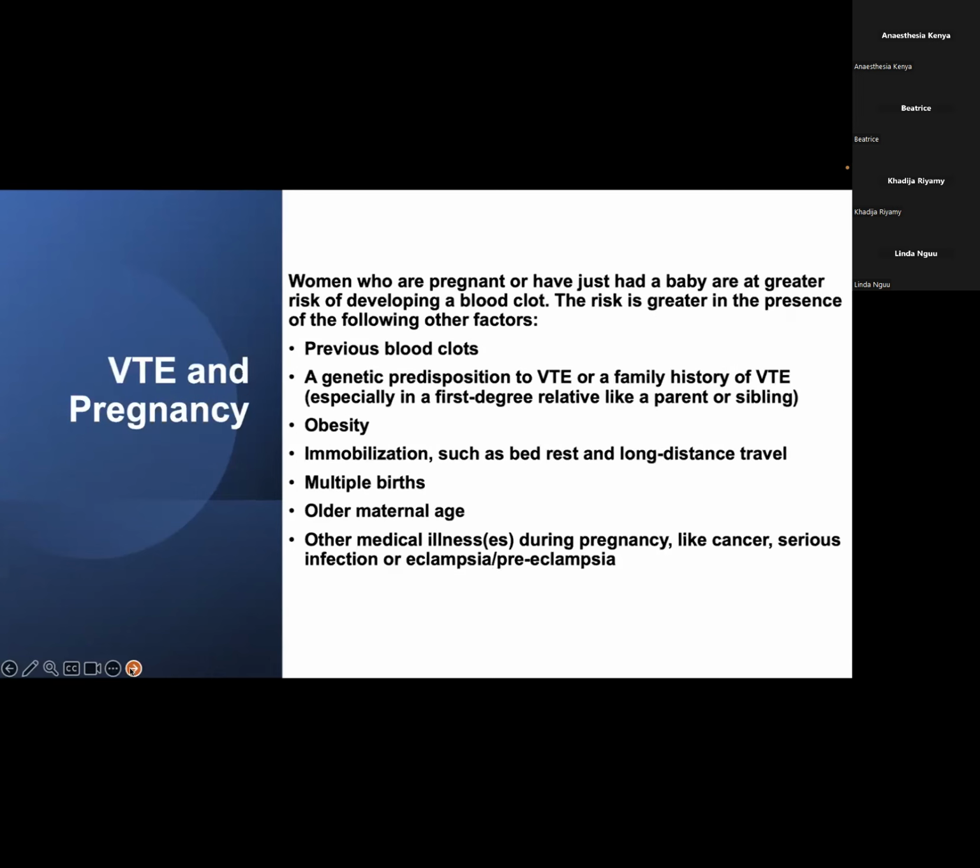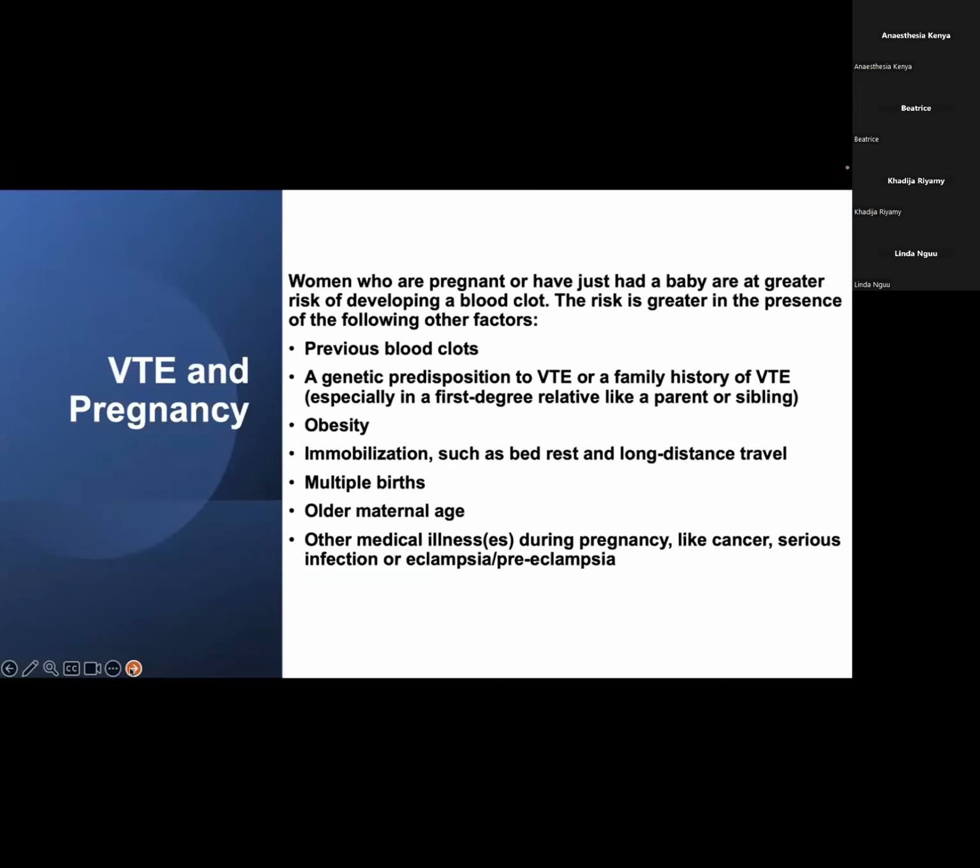Women who are pregnant or have just had a baby are at greater risk of developing a blood clot. The risk is greater in the presence of some of the following other factors. If a patient has had previous blood clots, if a patient has a genetic predisposition to VTE or a family history of VTE, especially in a first degree relative like a parent or a sibling, then they are at a high risk of developing VTE.